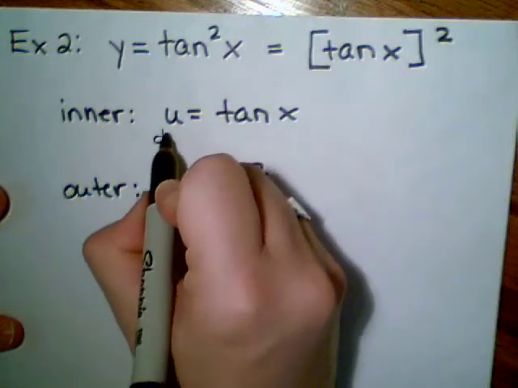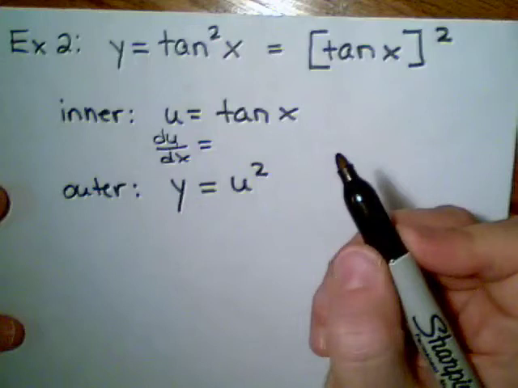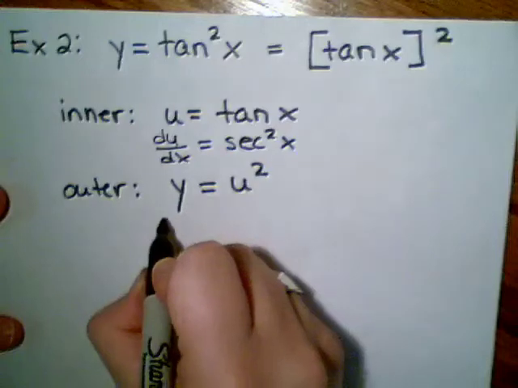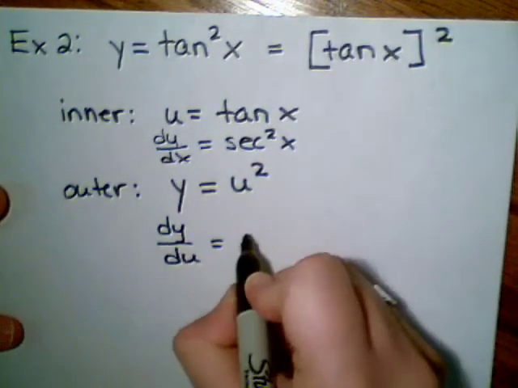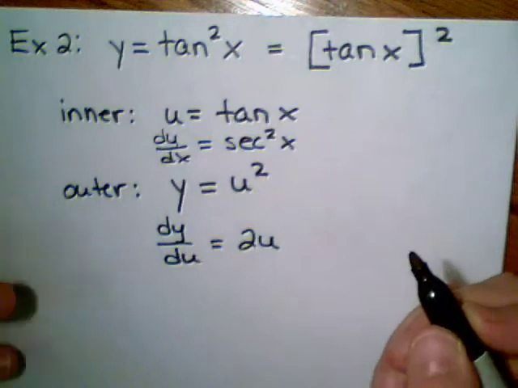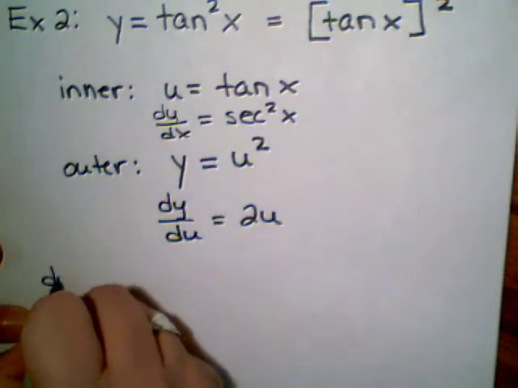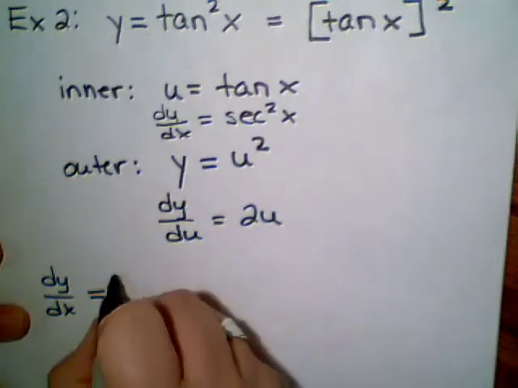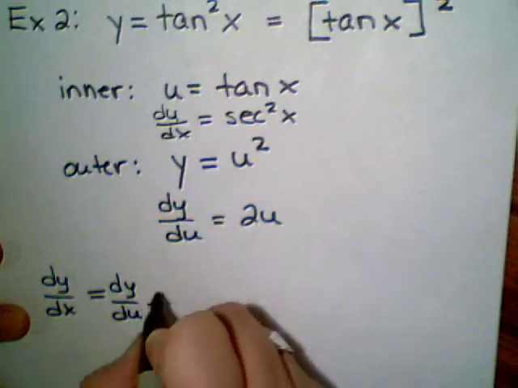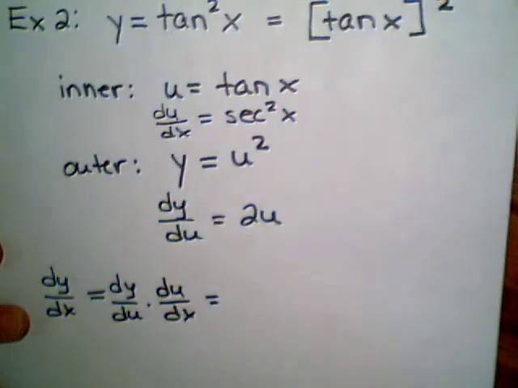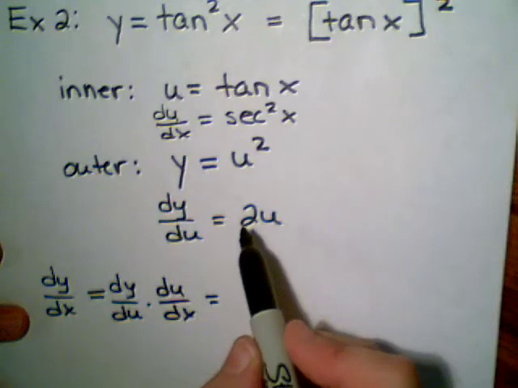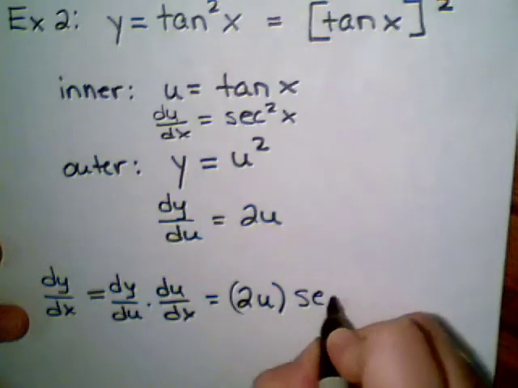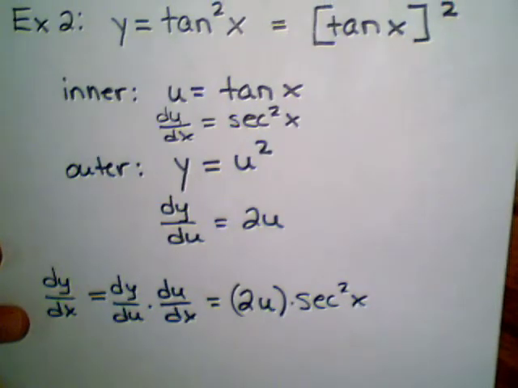Okay, now we go back and take the separate derivatives. The derivative of tangent is secant squared of x. And dy du, we use the power rule and get 2 times u. So recording our final answer, the derivative of y with respect to x is a product. dy du times du dx. Okay, so looking back at our calculations, dy du is 2 times u, and du dx is secant squared of x, becomes a product.